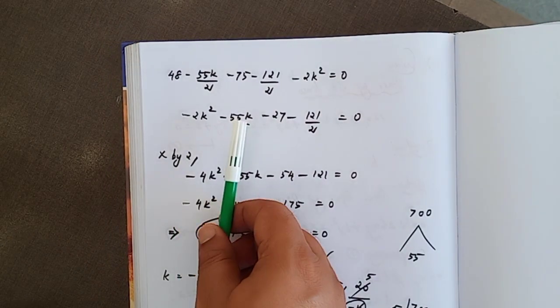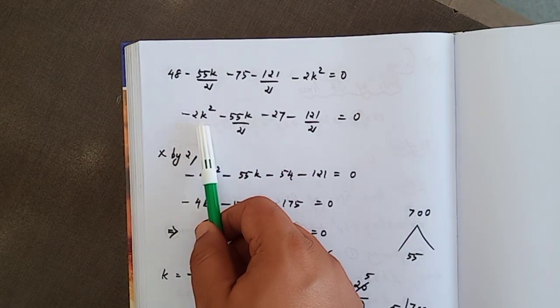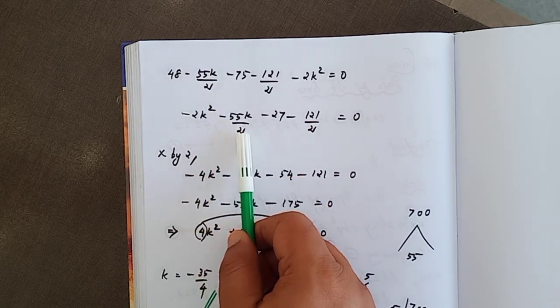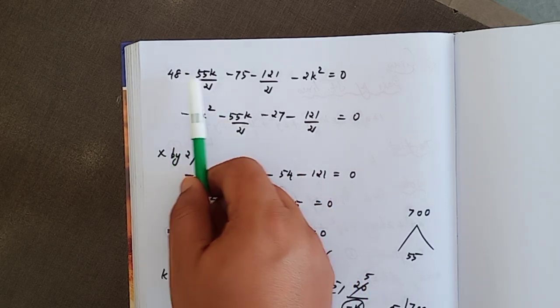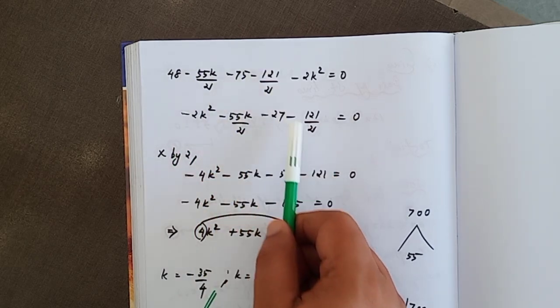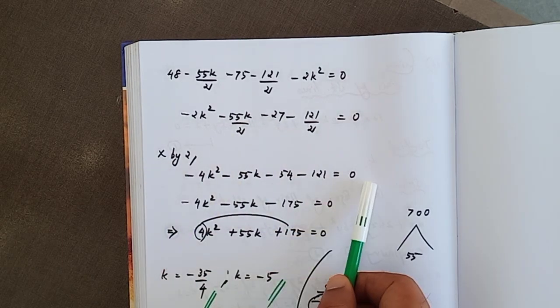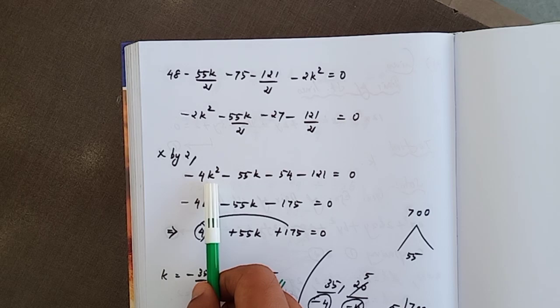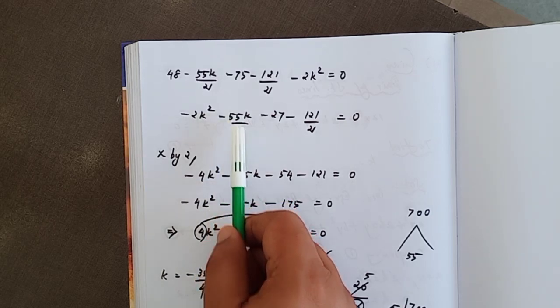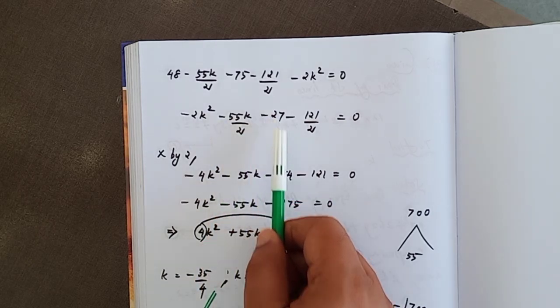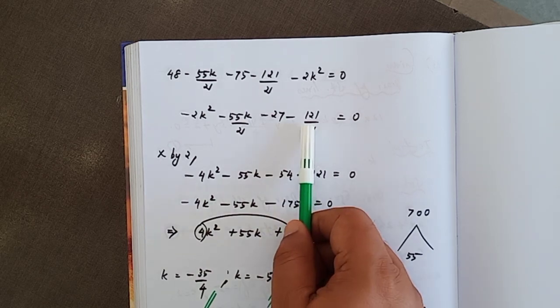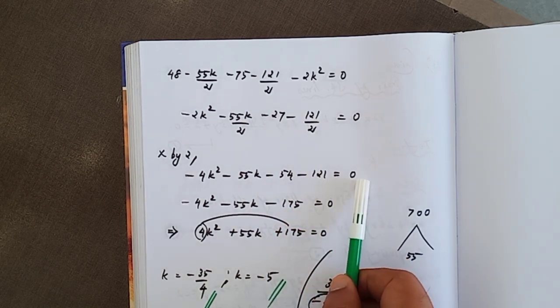Again, I tell this part: minus 2k squared as it is, minus 55k by 2, 48 minus 75 is minus 27, and minus 21 by 2 as it is. For eliminating these two, multiply by 2: minus 2 into 2 is minus 4k squared. If you multiply by 2, you get minus 55k, minus 27 into 2 is minus 54. If you multiply by 2, minus 21 into 2 is minus 121, equals 0.